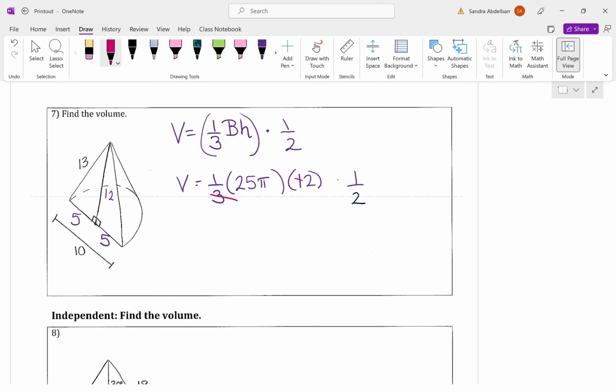So 3 goes into 12 4 times, but then what can I do now? Times by the half. 2 goes into 4 twice. So 2 times 25 pi, which is 50 pi units cubed.